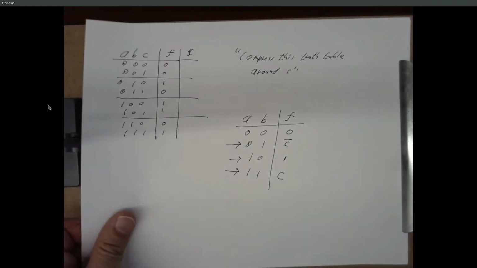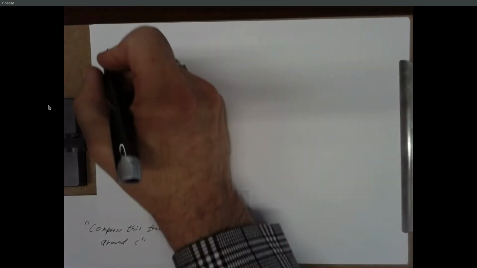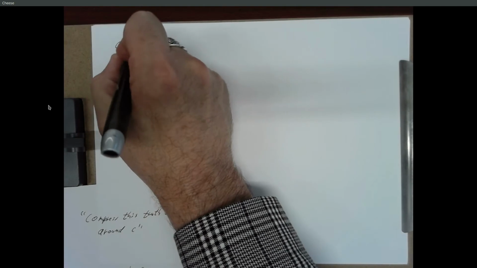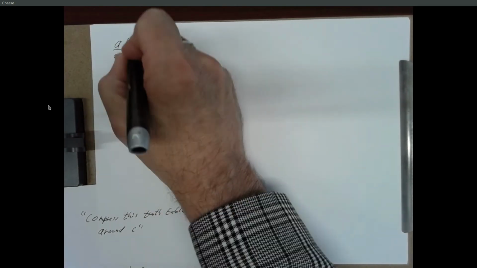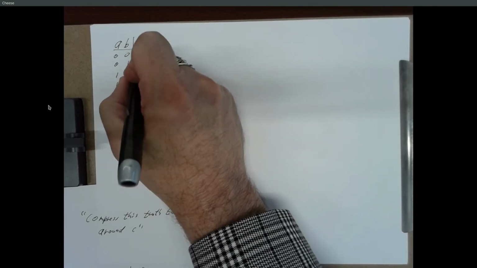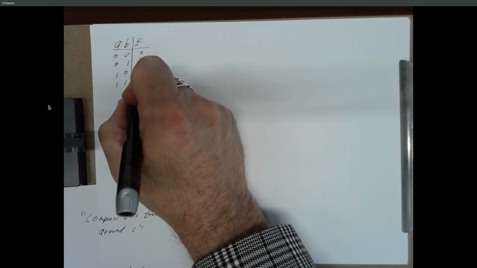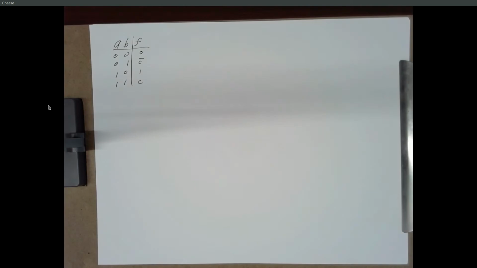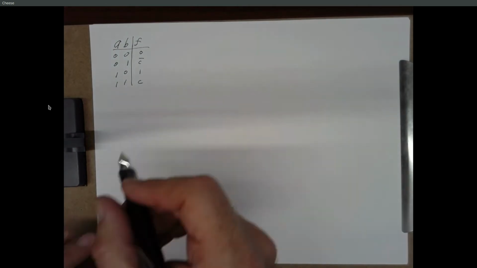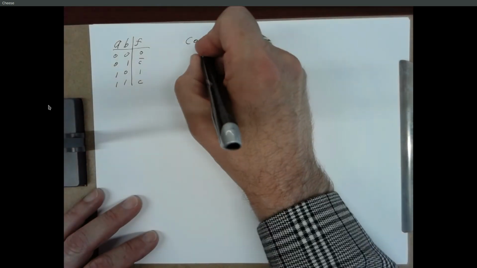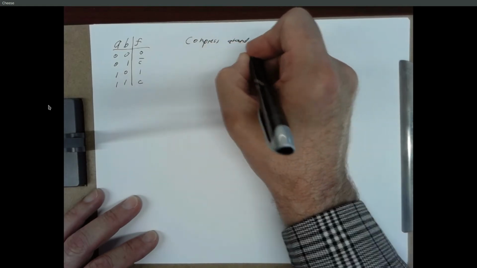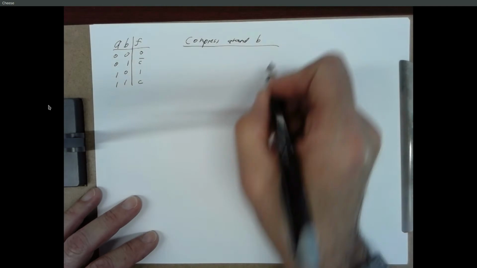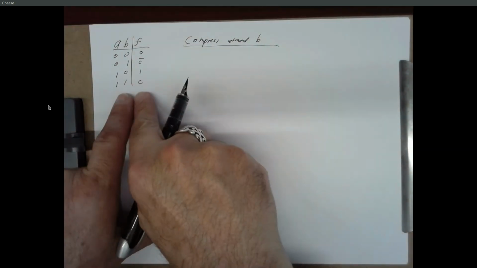Can we compress this again? Let's compress this around B. I haven't tried this. I always get to this part and I think about doing this and we're out of time. We got time. Let's compress this truth table around B.